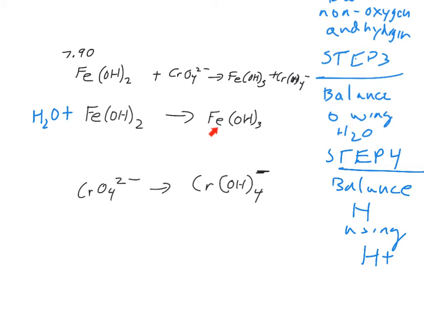So again, looking at this half reaction, I have 2 hydrogens right here. Then I have 2 hydrogens over here, so I have 4 total on this side. Over here I have 3 hydrogens. So to balance, I'm going to have to add 1 hydrogen. Second half reaction, I have 0 hydrogens here, but I have 4 hydrogens over here. So I'm going to have to add 4 hydrogen ions to balance out my hydrogens.